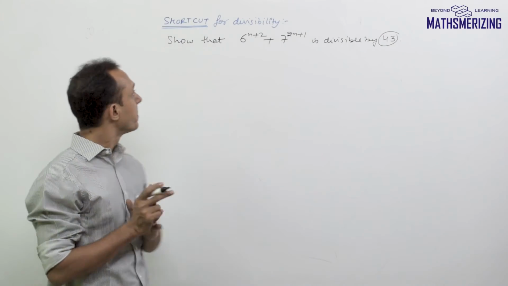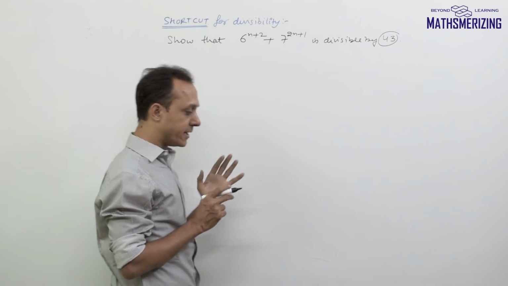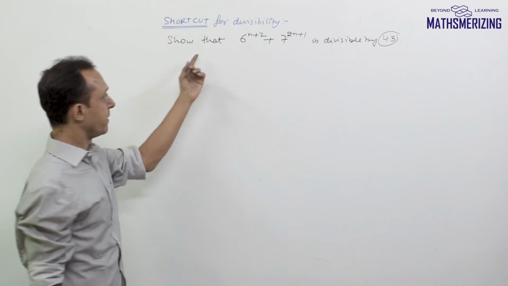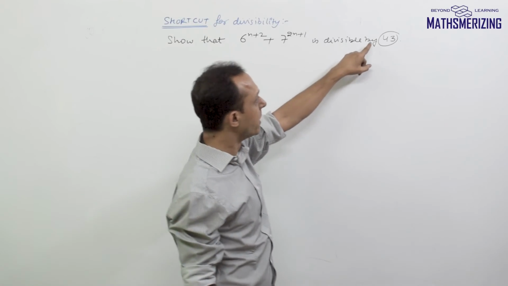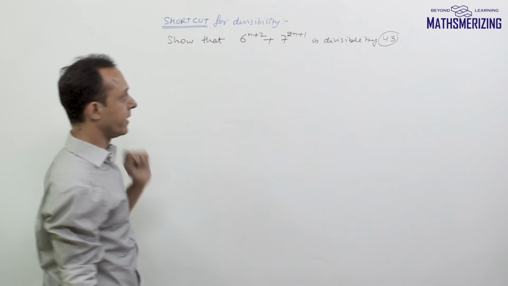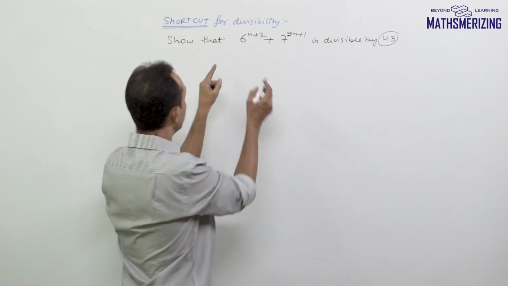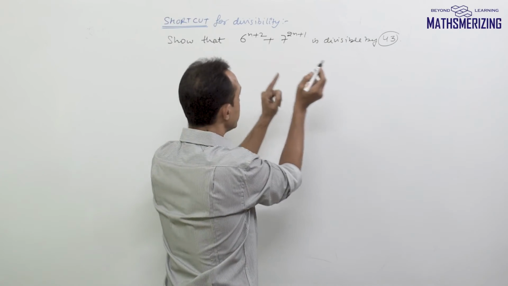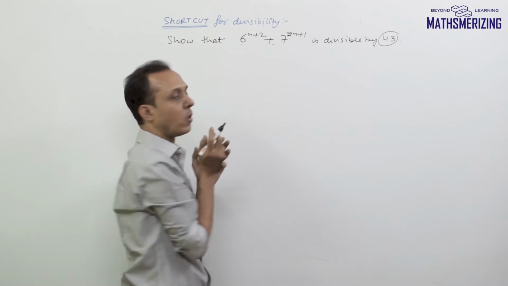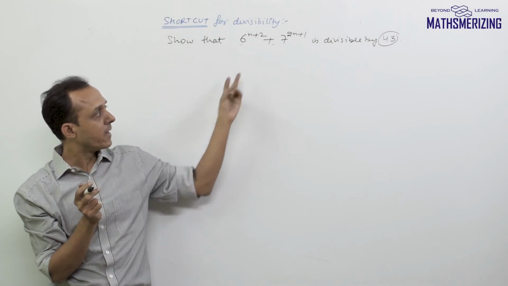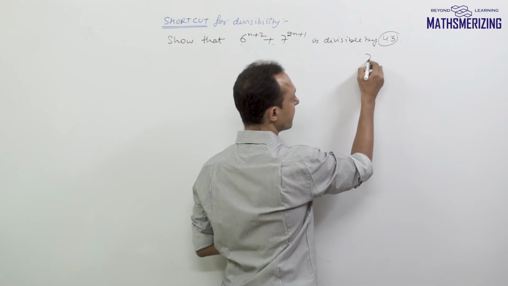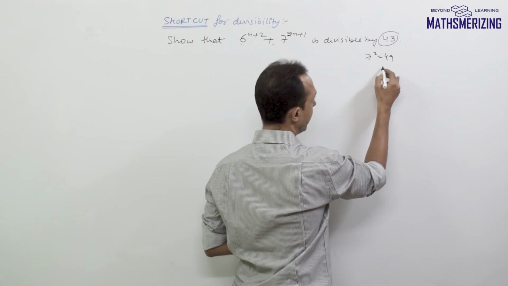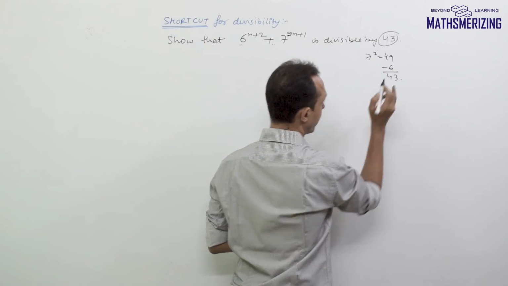Now we want to figure out if there is some sort of shortcut for divisibility problems. So the question is the same, 6^(n+2) + 7^(2n+1) is divisible by 43, and we have to prove that, right? So in order to show that this number is divisible by 43, I have to express either both or at least one of the numbers as some multiple of 43 or some number closer to 43. So what I know is 7 squared is simply 49 and 49 minus 6 is 43.